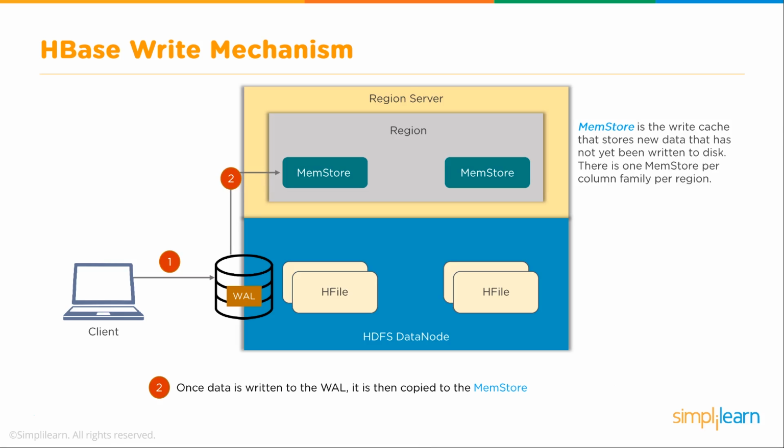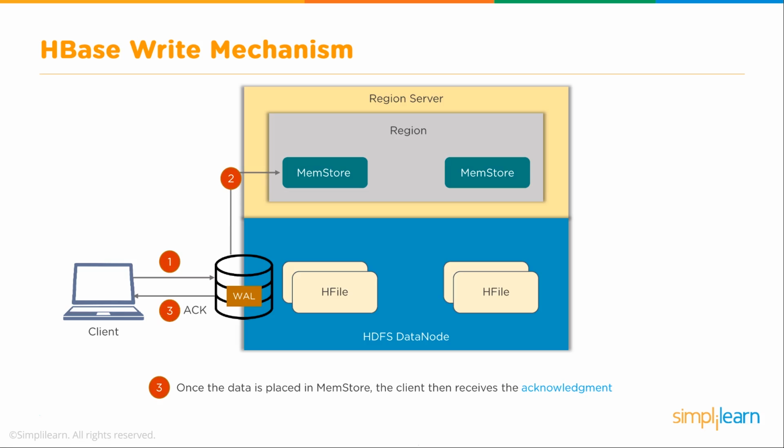Once it's gone into the WAL, then the memory store, mem store, is a write cache that stores the new data that has not yet been written to disk. There is one mem store per column family per region. And once we've done that, we have the ACK. Once the data is placed in mem store, the client then receives the acknowledgement. When the mem store reaches the threshold, it dumps or commits the data into HFile. And so you can see right here, it's gone into the WAL, then sorts it into the different memory stores, and then the memory stores say, hey, we're ready to dump that into our H files, and then it moves it into the H files.